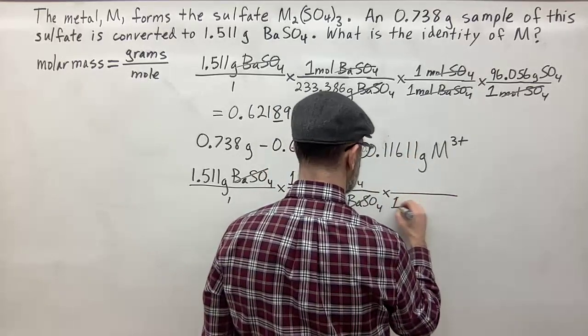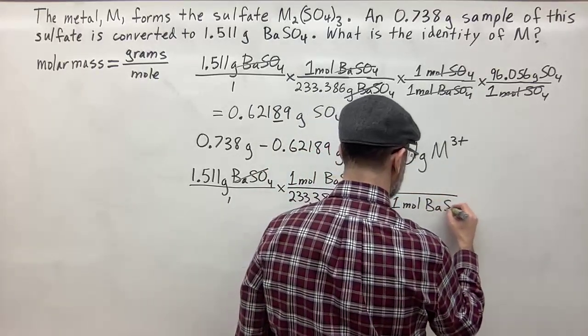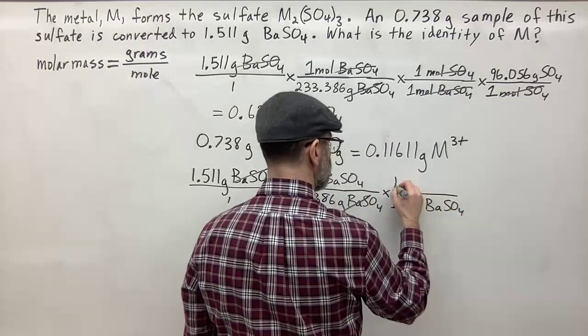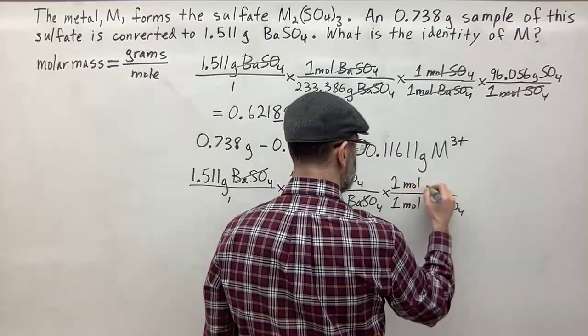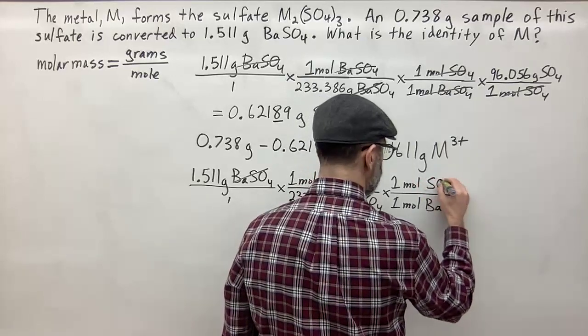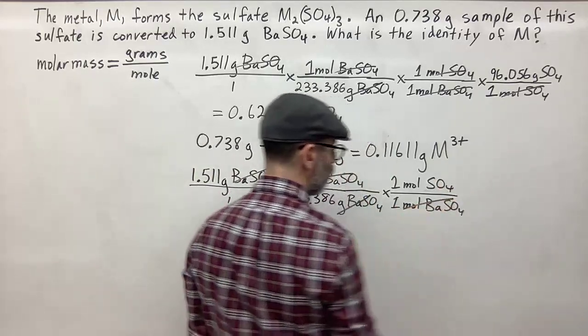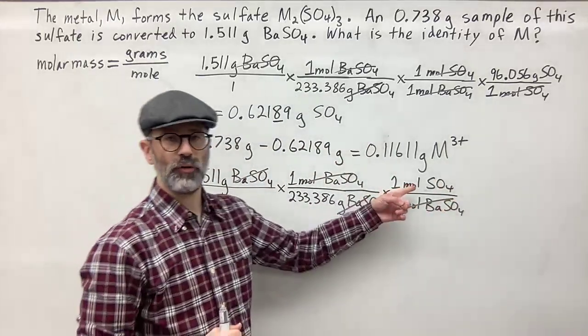So 1 mole of the barium sulfate is equal to 1 mole of the sulfate, because of the formula, it's a 1-to-1. So the moles of barium sulfate cancel out. Now I have moles of sulfate.